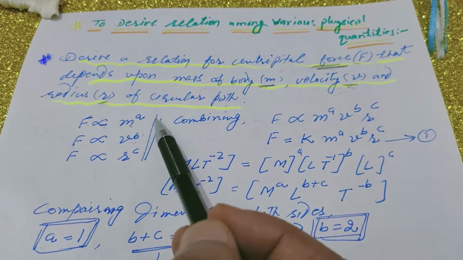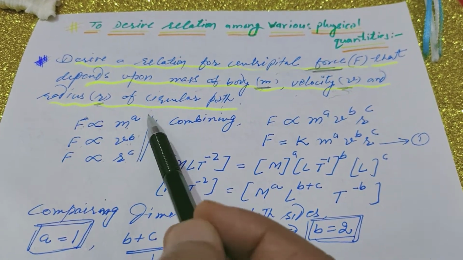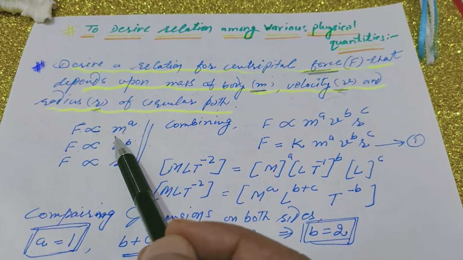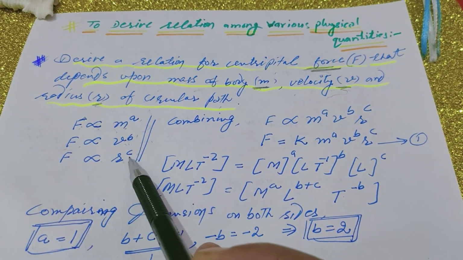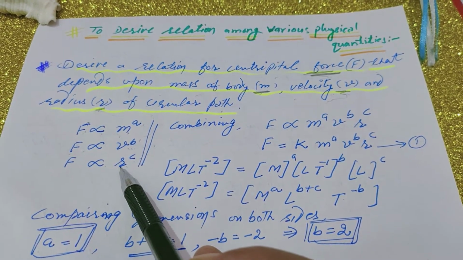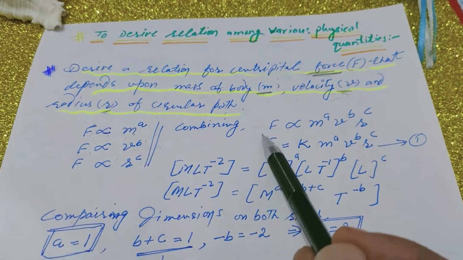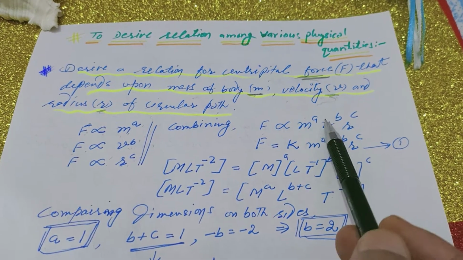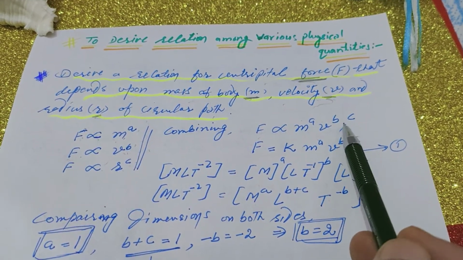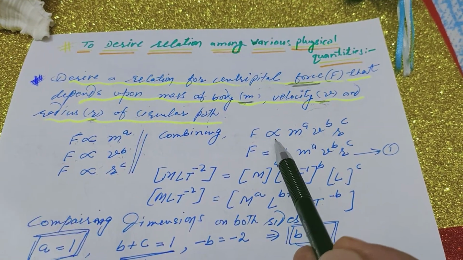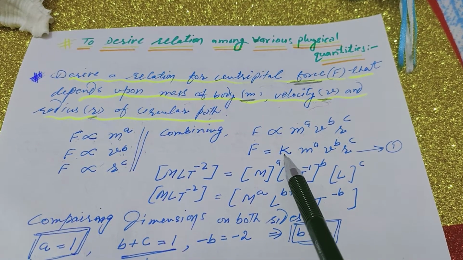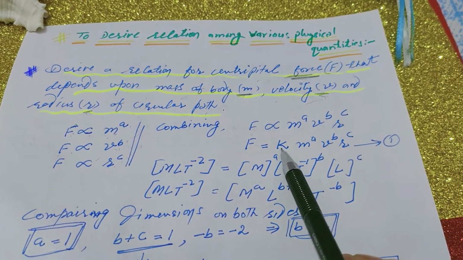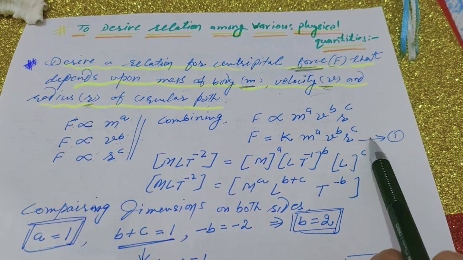So I have supposed that a is the dimension of mass, b is the dimension of velocity, and c is the dimension of radius. Now combining these three, F is directly proportional to mass power a, velocity power b, and radius power c. When the sign of proportionality is removed, constant of proportionality k is there. So this will become your first equation.